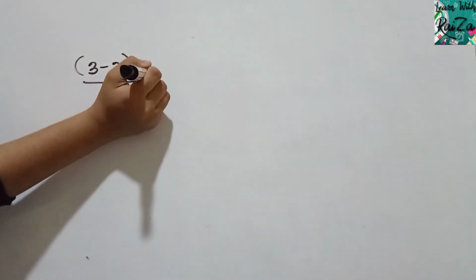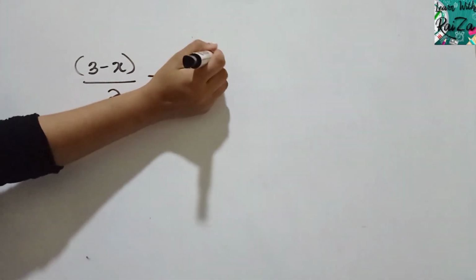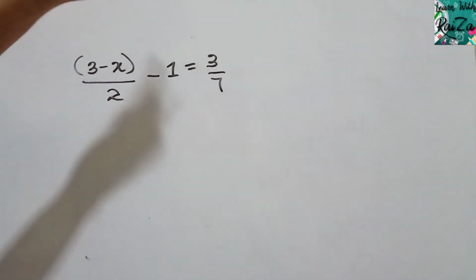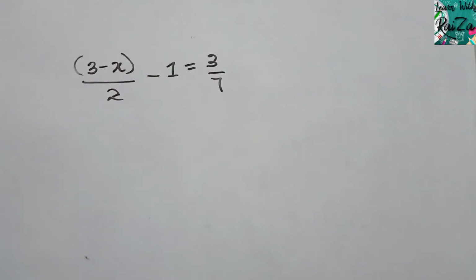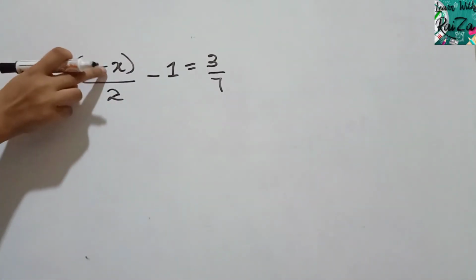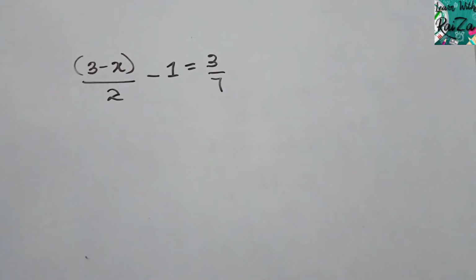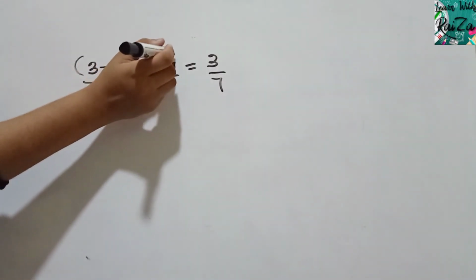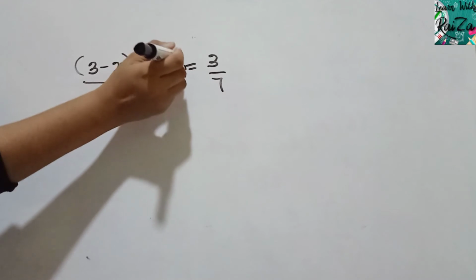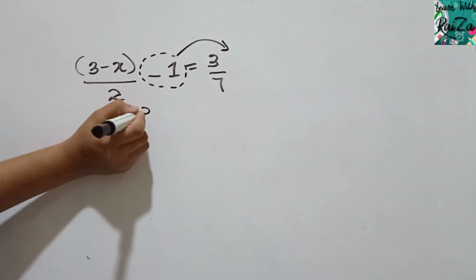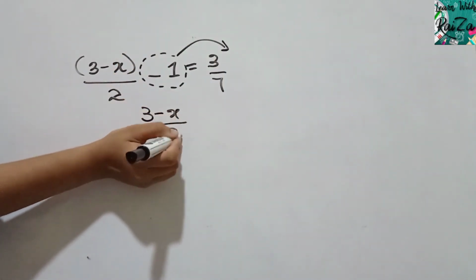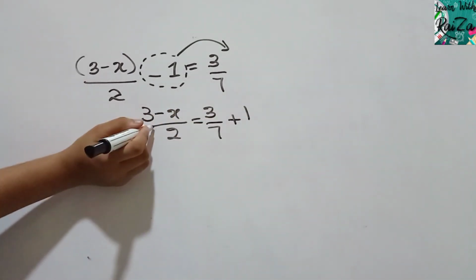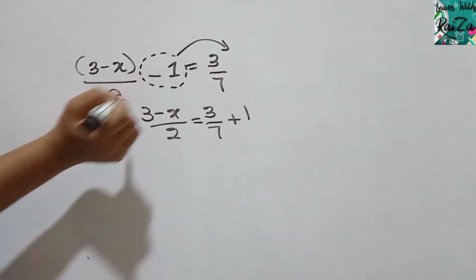And I will give you here a negative one, equalizing it to a fraction. So you can see now there are lots of things to be taken to that side to make this x alone. Now you can see our value is a negative one. All right, so we have to make it positive. So what I'm going to do is first this negative one I'm taking there. Then (3 minus x) upon 2 is equal to 3 over 7 plus 1. This one we can solve first.